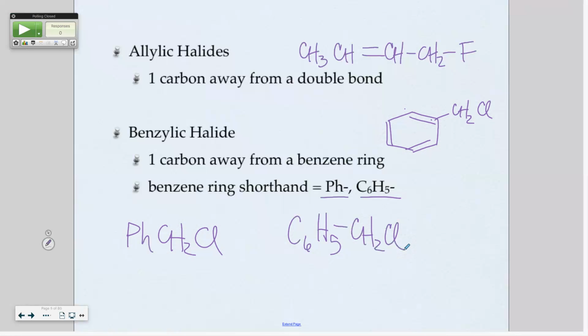Okay, so if I draw this one, I want you to tell me what kind of halide is that? Is it an alkyl halide, a vinyl halide, an allylic halide, an aryl halide, or a benzylic halide?